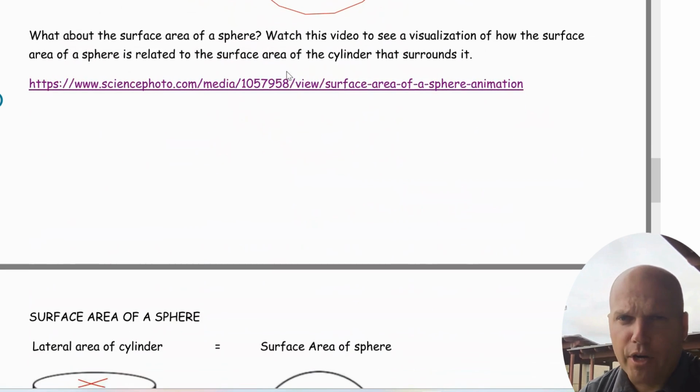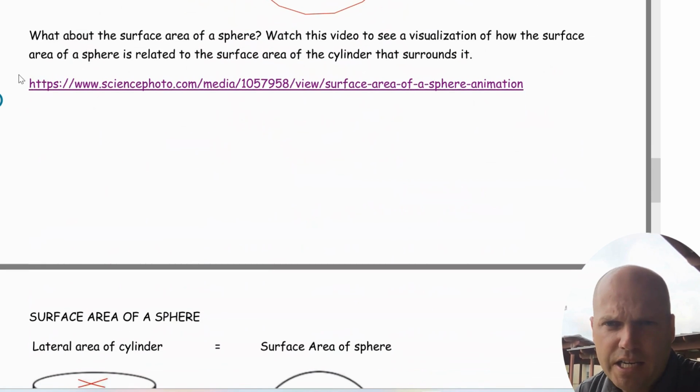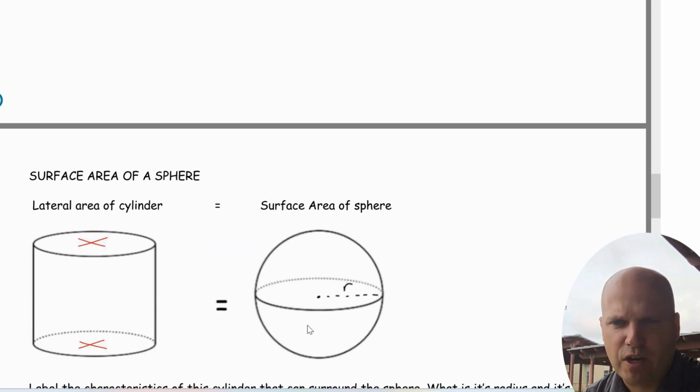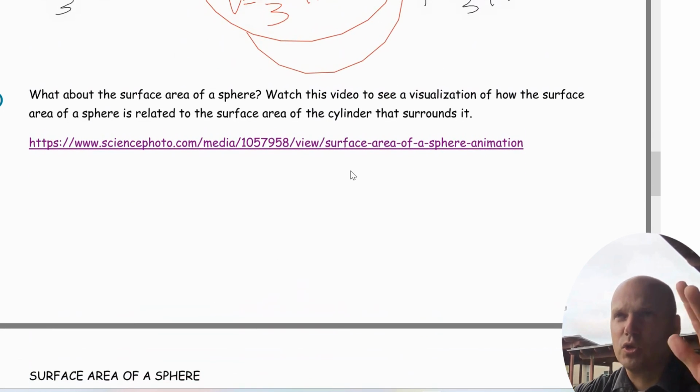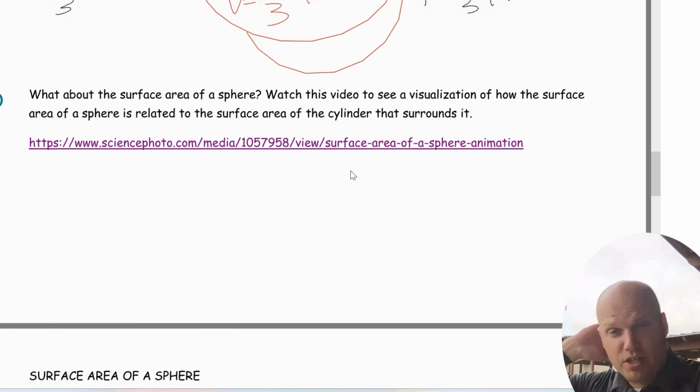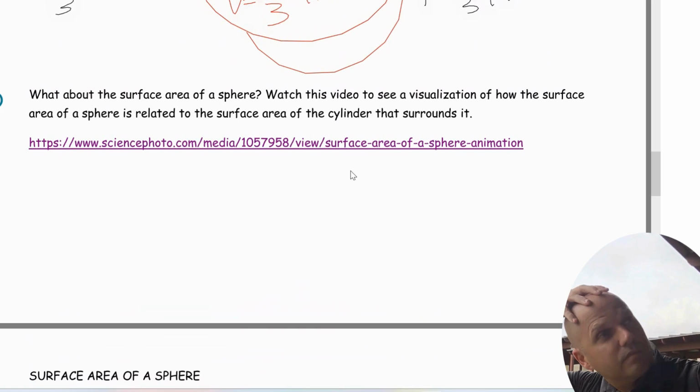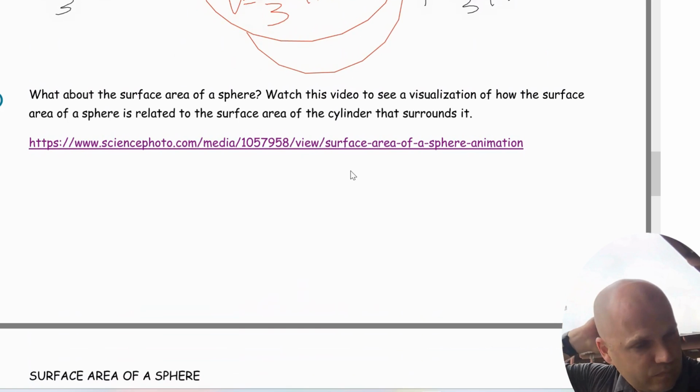Cool. Now we're going to move on to surface area. I need you to go ahead and watch this animation that shows how the surface area of a sphere relates to the surface area of a cylinder. Go ahead and see if you can visualize that by watching this video. And I'll wait a little bit. Pause this video. Watch it.